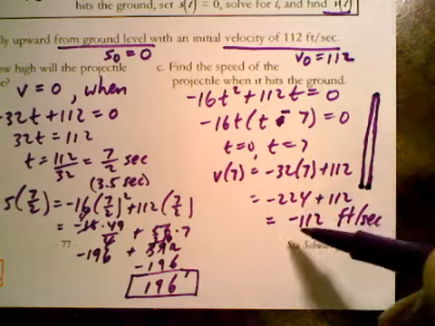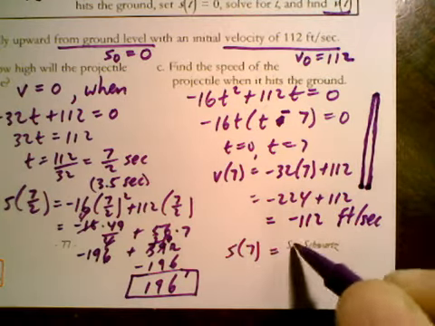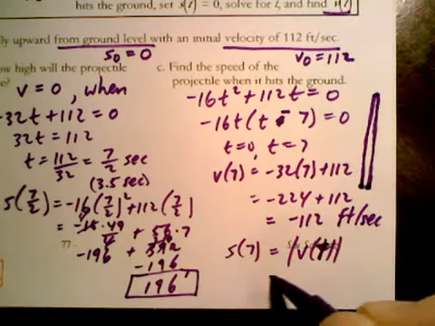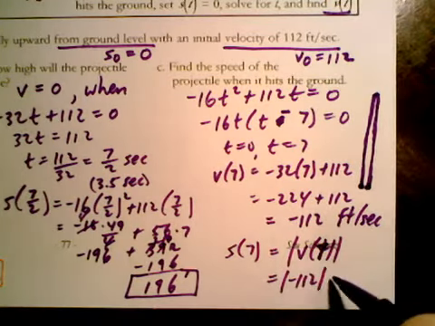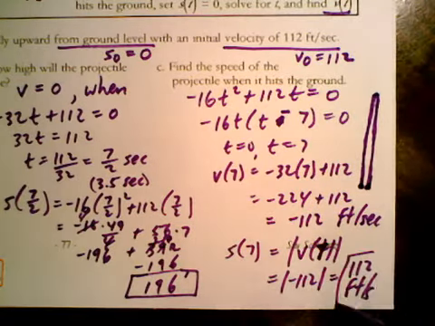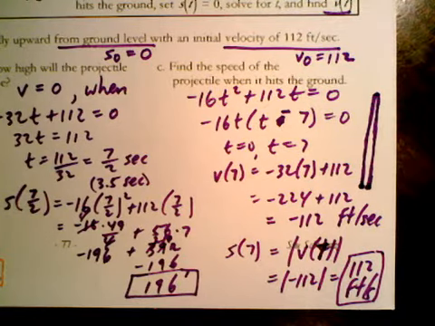Anyway, this didn't ask for velocity, did it? It asked for the speed. So the speed at time 7 is equal to the absolute value of the velocity at time 7, which is the absolute value of negative 112, which is 112 feet per second. And that right there is the end of page 77.